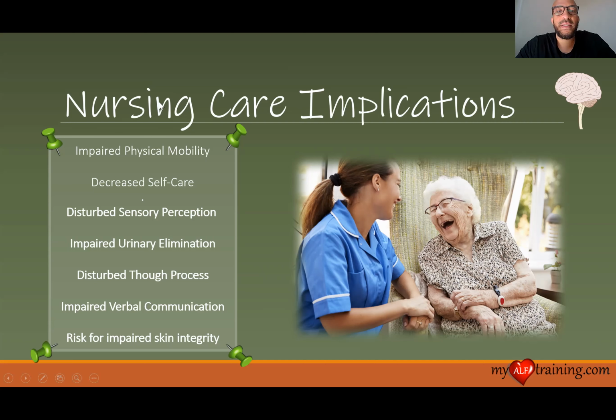the seven large implications of care that need to be considered for patients who have had a stroke. If you're caring for one of these patients: impaired physical mobility, decreased self care, disturbed sensory perception, impaired urinary elimination, disturbed thought processes, impaired verbal communication, and risk for impaired skin integrity.